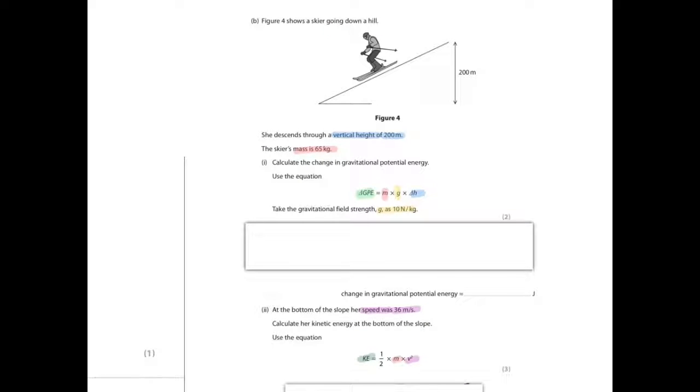Figure 4 shows a skier going downhill. She descends through a vertical height of 200 meters. The skier's mass is 65 kilograms. Calculate the change in gravitational potential energy.